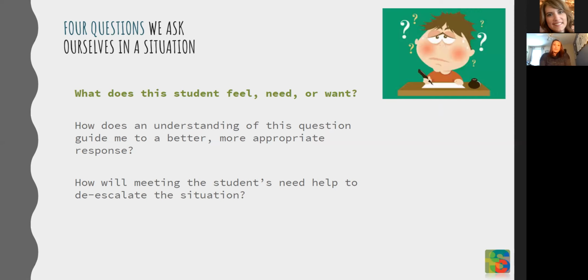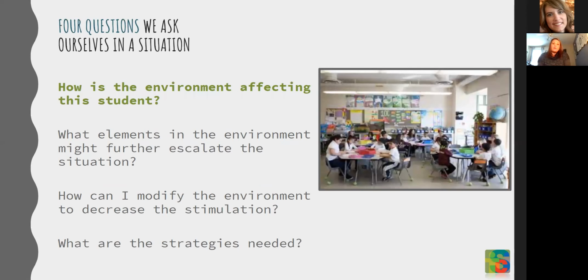The next question then on those 4 questions is, how is the environment affecting the student? So again, we're still assessing the situation, right? Walking in, what am I feeling? Checking in on myself, reflecting, what does the student feel, need, or want? So how is the environment affecting it? What can we do to manage the environment to make sure that the situation doesn't escalate more?